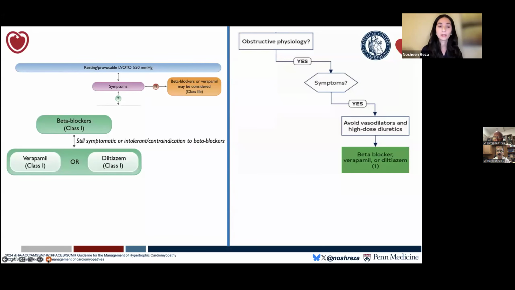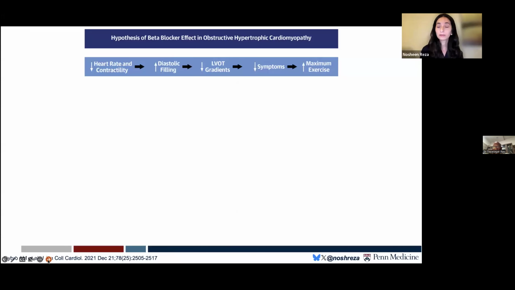So here I'm showing you essentially the only metoprolol-specific randomized controlled trial that's been done in HCM, recently done in 2021. This was essentially a crossover study, giving metoprolol to patients with obstructive HCM and following their symptoms and gradients. Again, the baseline pathophysiology of the consideration of beta blockers in HCM is listed here.